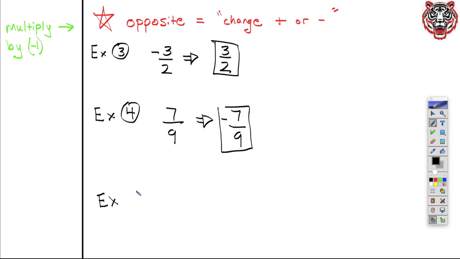Example 5. I want you to find the opposite of -3/1, which is the same thing as -3. What is the opposite of -3/1? Keep your hand raised if you want to try to take a guess at this one. Or if you have an answer, you might have the correct answer. All right, Sergio. 3/1. Positive 3/1, yeah. There it is. All you do is take away the negative or multiply by -1. Same thing, 3/1. Thank you.